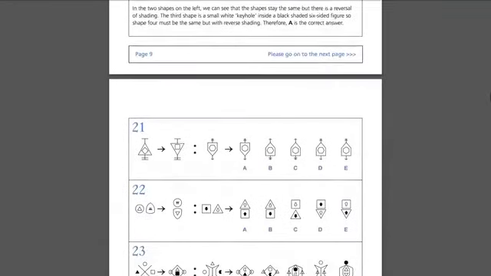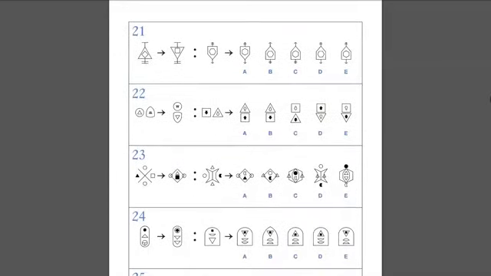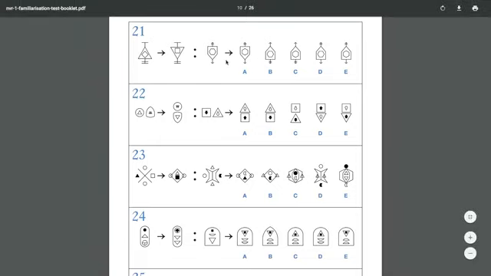In this one, try doing 21. These are easy ones. I'll just go through your answers. For this one, which shape goes inside to make a shape? Basically, they're asking you that.